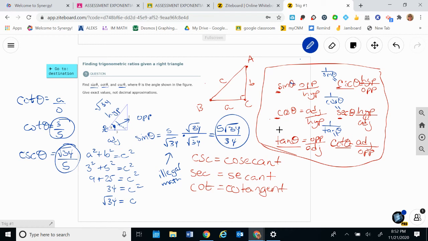So just basically take these ratios, look at them, use them as a key. What side do I put over? What side do I put over? And that way you can remember them.